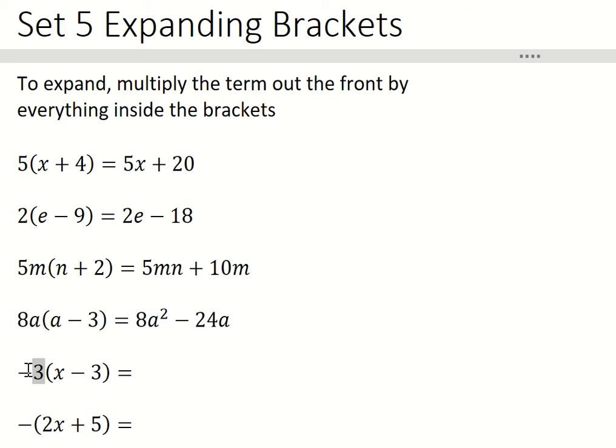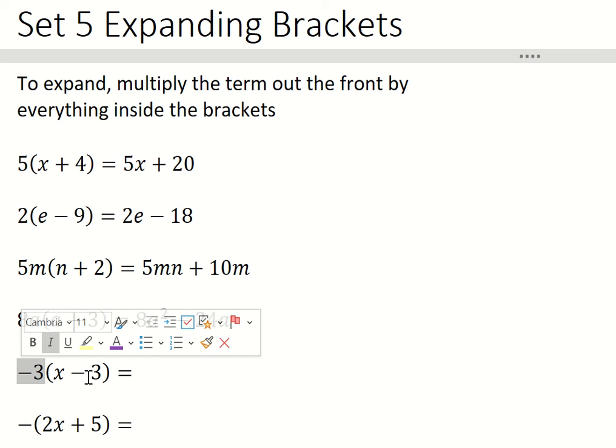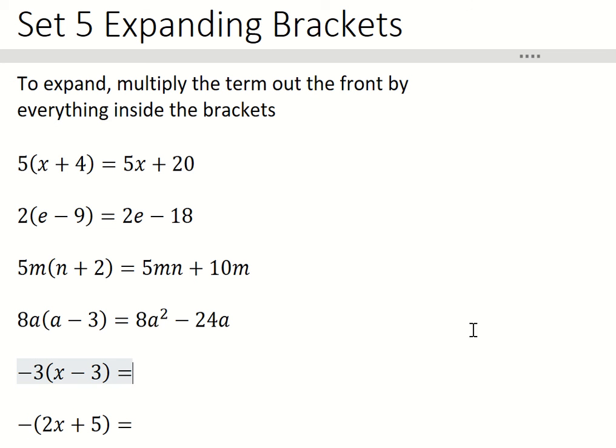This time we've got a minus 3 out the front, so we're going to multiply both things inside by the negative 3. Okay, so minus 3 times x gives me minus 3x. And now minus 3 times minus 3 is going to give me a positive 9, because minus times a minus gives me a plus, and 3 times 3 is 9.